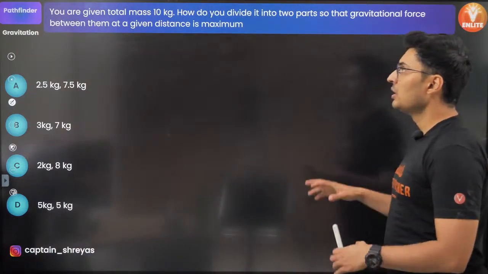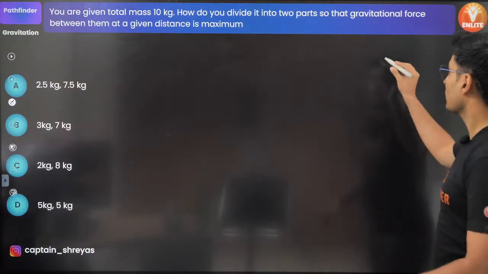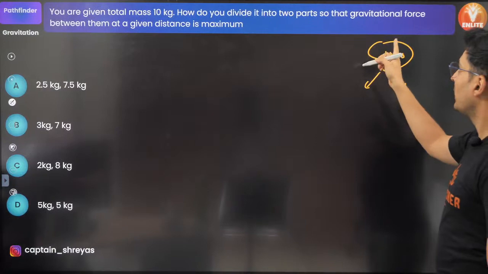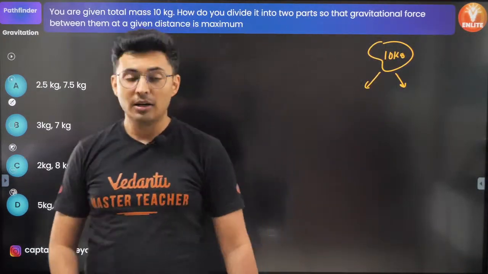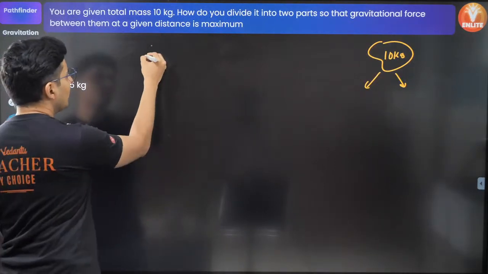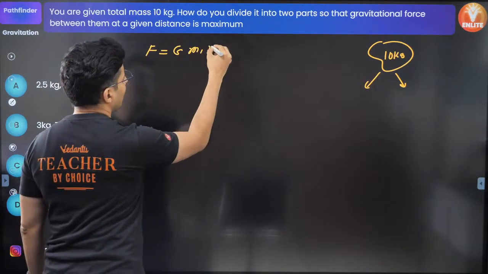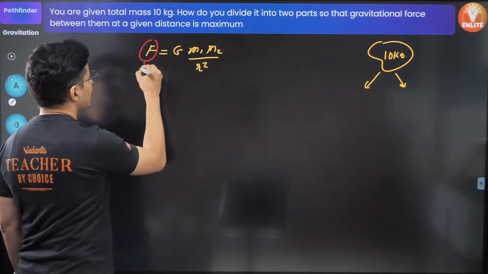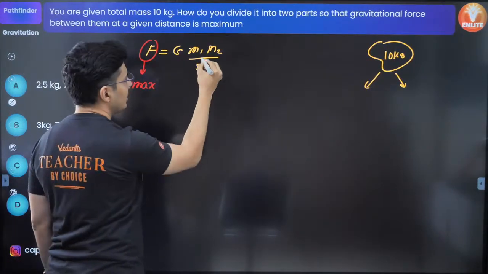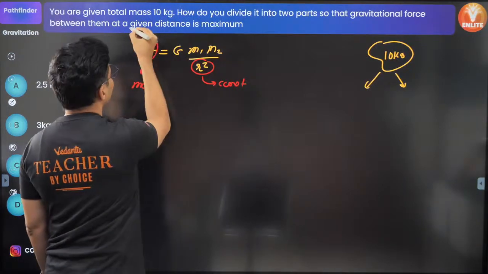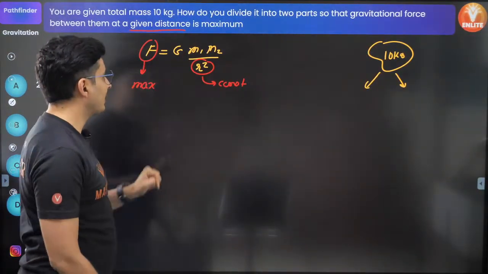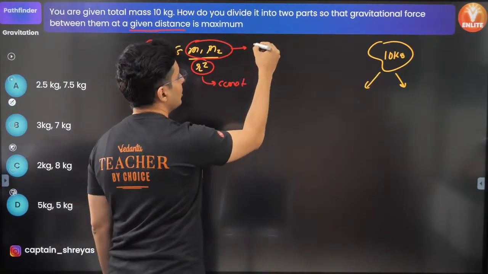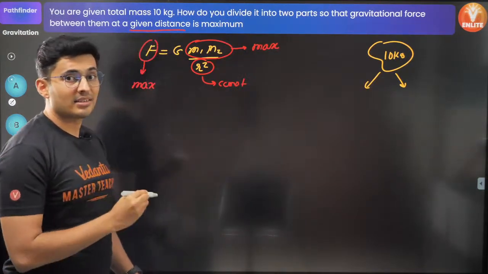Let's have a look at this question. You are given a total mass of 10 kg. So you have a lump of 10 kg mass. You have to split it into two parts so that the force between them, for a given distance, is maximum. Now force between two masses is G m1 m2 by r square. G is constant. r is also a constant because of the given distance. That means for force to be maximum, it is clearly implied that the product of the masses should be maximum.